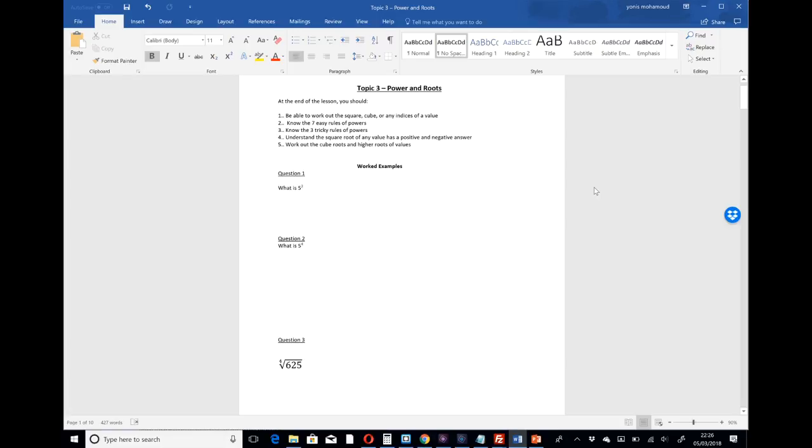Okay, so let's go over the worked examples. Question 1 asks, what is 5 squared, or 5 to the power of 2? To work that out, you're going to have a look at the number at the bottom, the bigger number, and multiply it to itself the number of times you see at the top. So you're going to do 5 times 5, because you see that number 2, it means you have to multiply 5 to itself twice. So 5 times 5 is equal to 25, and that's your final answer.